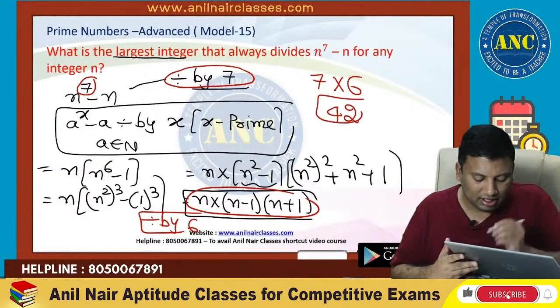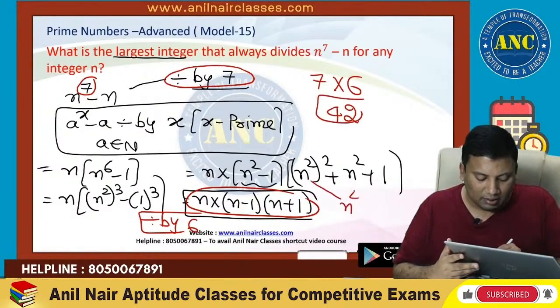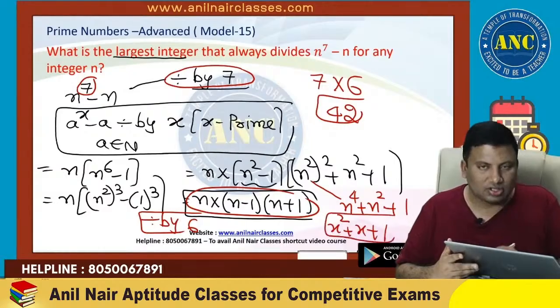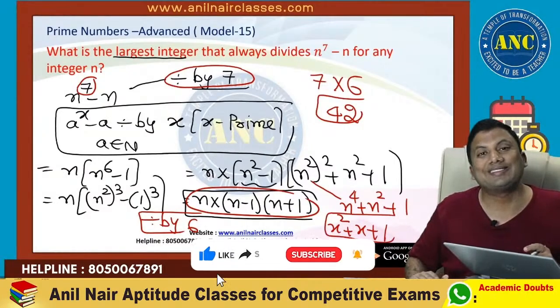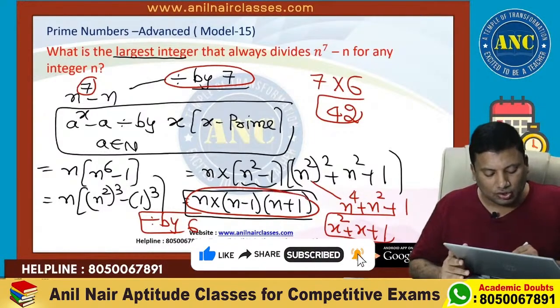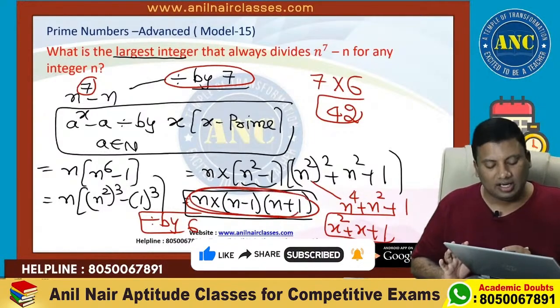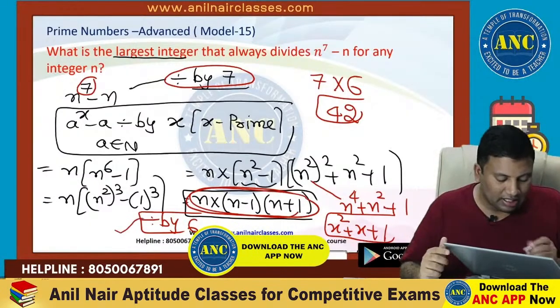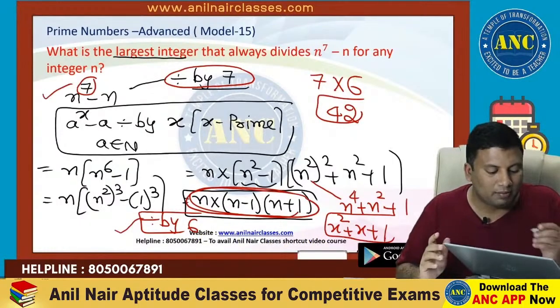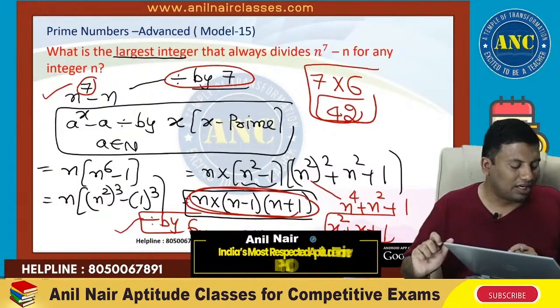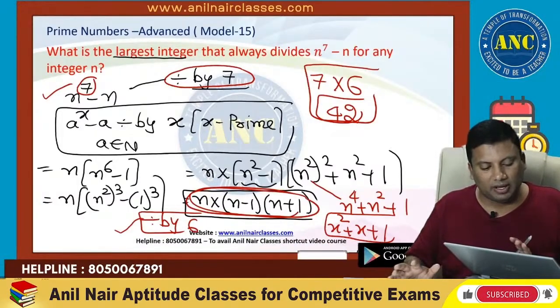Remaining is 42. This is nothing but n^4 plus n^2 plus 1, which is like x^2 plus x plus 1. The discriminant is less than 0, so the roots are imaginary. So only this needs to be considered: n, n minus 1, n plus 1 are 3 consecutive numbers, divisible by 6. This number is divisible by 7. So the answer should be divisible by 42.